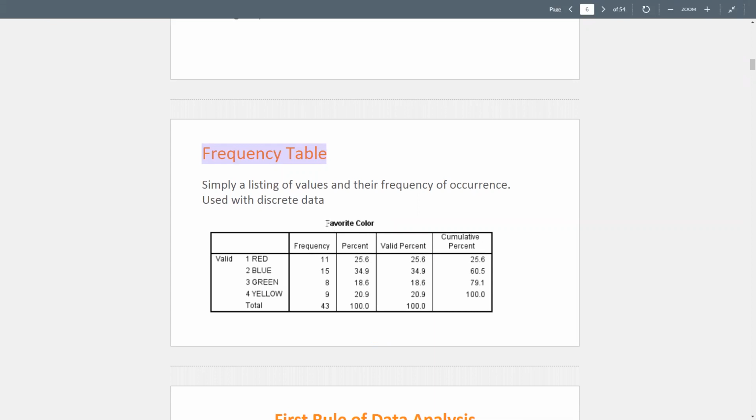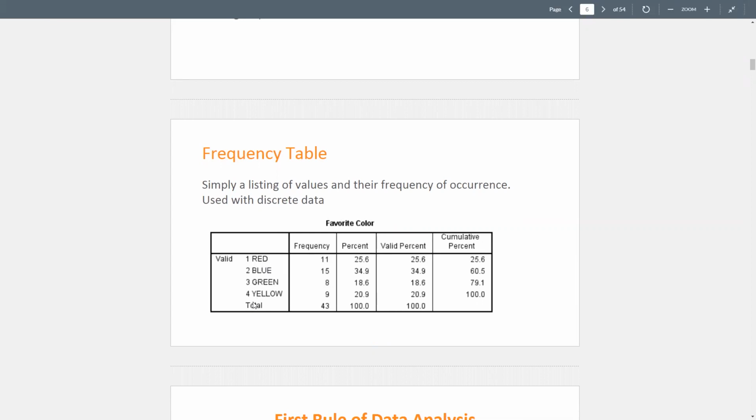Here is a frequency table of someone's favorite color; we asked people what their favorite color is. It's a printout from SPSS, actually, that tells you the different categories of the variable. People could choose whether their favorite color was red, blue, green, or yellow. You can see 11 people chose red. That was around 26% of the sample. 15 people chose blue. That was around 35% of the sample.